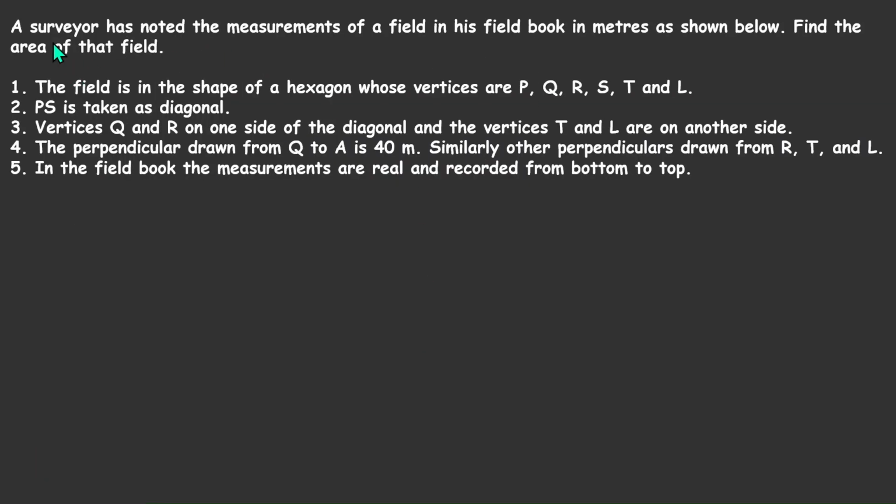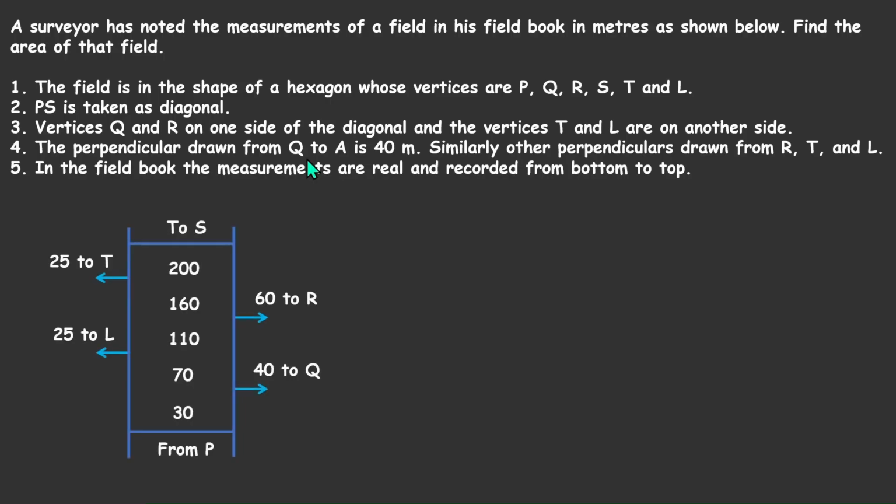The question that is given to us is, a surveyor has noted the measurements of a field in his field book in meters as shown below, and these are the information that is provided to us. We are also provided a diagram. So this is our diagram. Let's try to understand it using the information and the diagram.